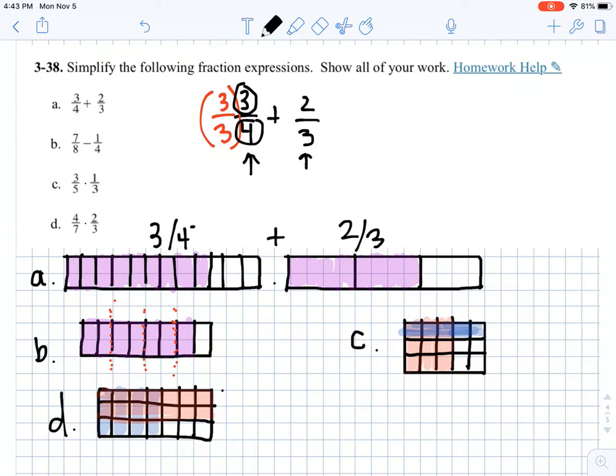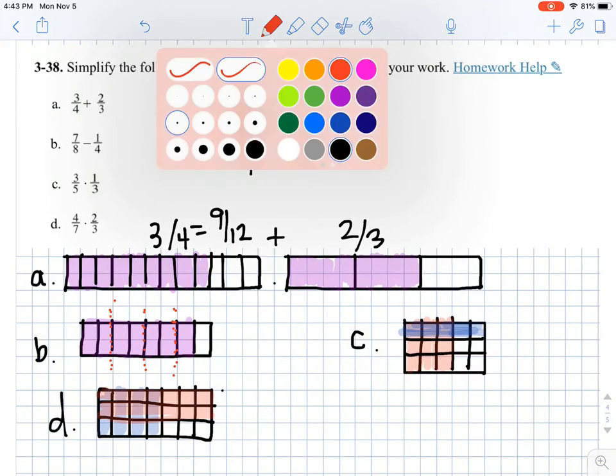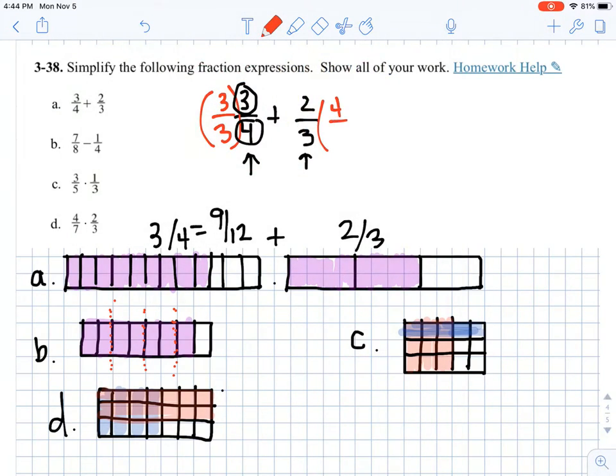And now I can see that 3/4 is the same thing as 9/12. You can count them. And then this one, I'm going to multiply by 4/4. So I can see, I'm going to cut this into 4 pieces, I'm going to cut this into 4 pieces, and I'm going to cut this into 4 pieces. So 2/3 is equal to 8/12.